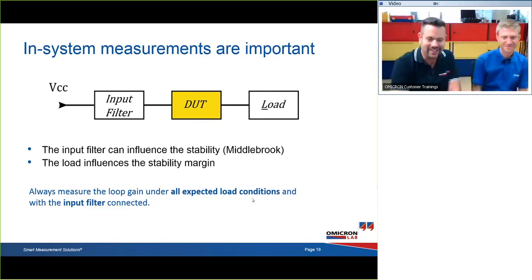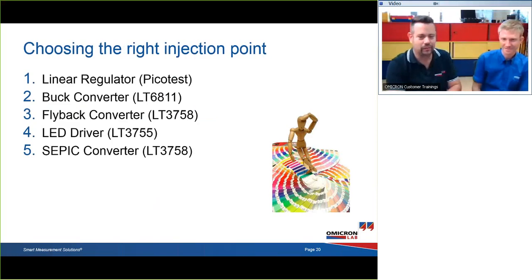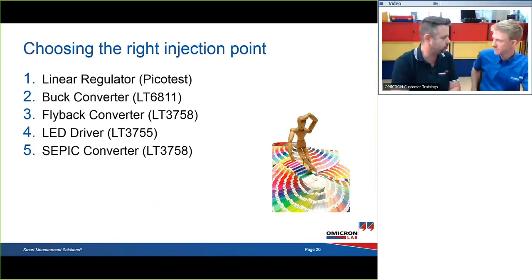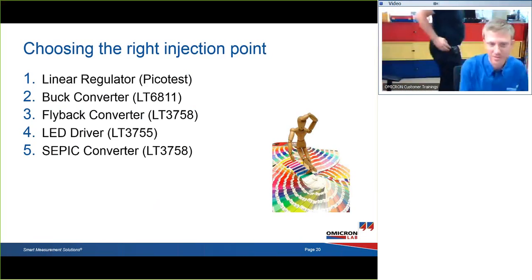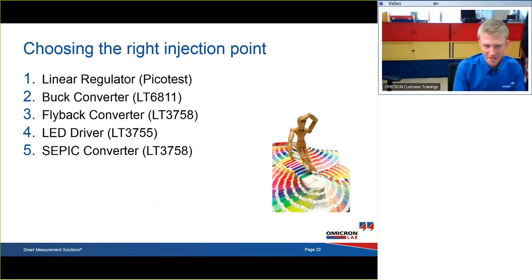Yeah. Okay. So for choosing the right injection point, I will hand over to Florian again. Florian has prepared several examples, and I will try to hook up our live demo for afterwards. Yeah, so how do you choose the right injection point? And in fact, it's very easy.